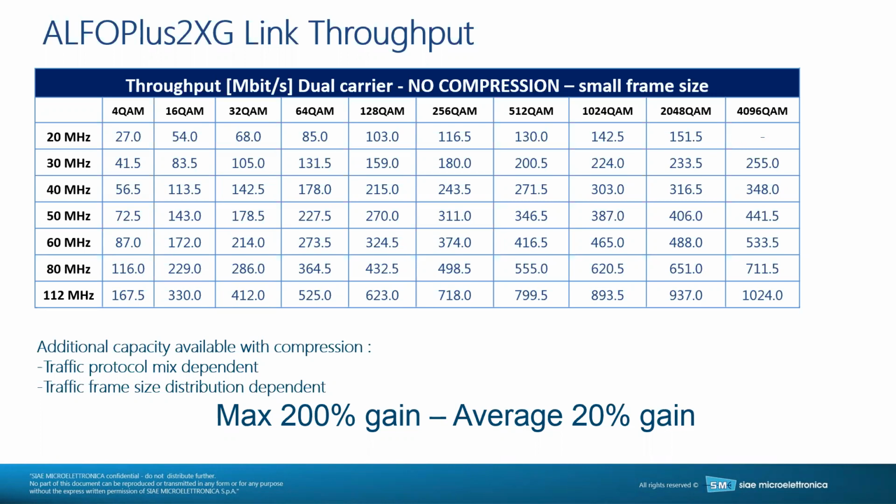So we have some very conservative marketing and engineering folks in Italy. I'd like to be able to say we can do 800 meg, but we recognize that not all networks have a single packet size or traffic type. Ethernet networks certainly have a mix of traffic and traffic sizes on there. So they spec it at about 700 meg or just over 700 meg per carrier there. And then in the ETSI world, where we can open this up to 112 meg wide, it's just over a gig throughput per carrier there.